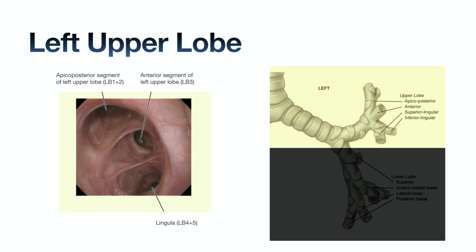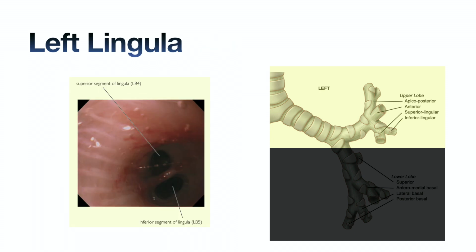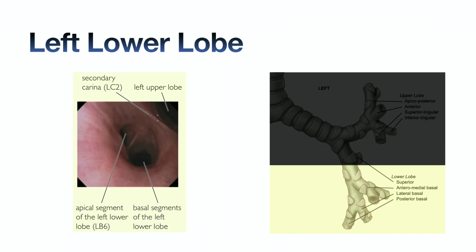The upper lobe is divided into 2 segments: the anterior segment and the apical posterior segment, instead of 3 compared with the right side. The lingular segment is also divided into 2, the superior and the inferior segment. After that, we will examine the left lower lobe.